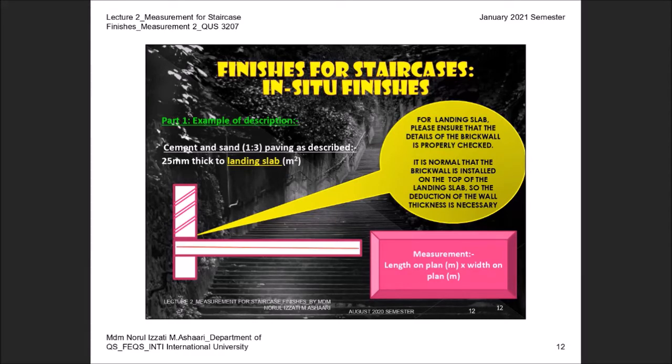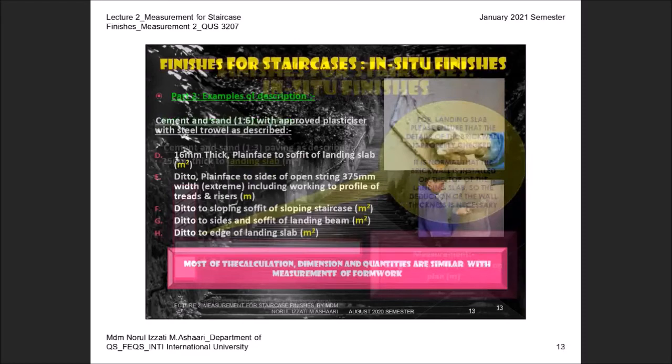In our previous discussion, some of you scaled and got 1680, some of you got 1700 or 1720. But remember to deduct this area. You have to deduct the thickness of the brick wall. Okay, so the measurement is the length on plan times the width on plan. What I would like to highlight here is the length on plan must be this one only. Please consider the deduction of the brick wall.